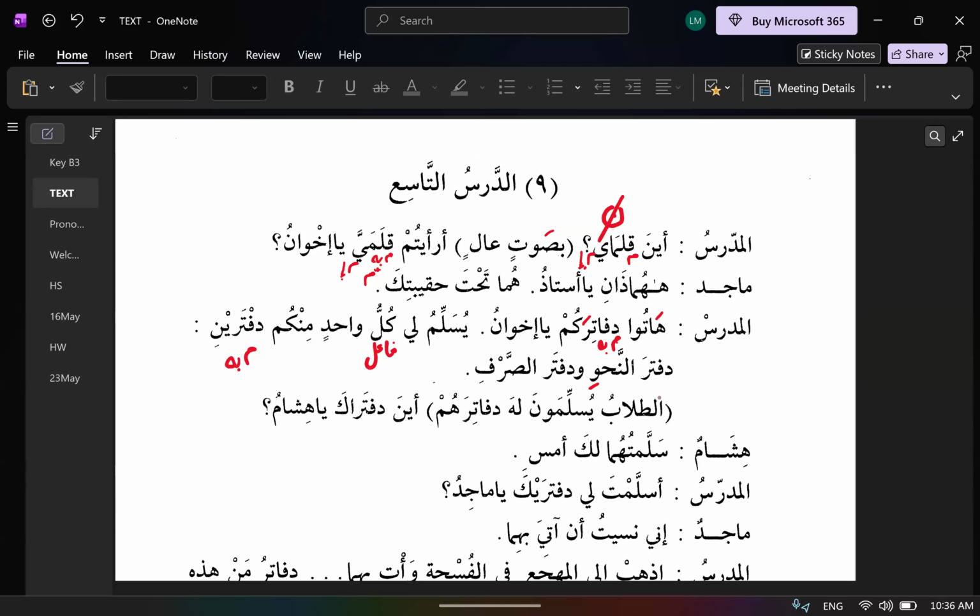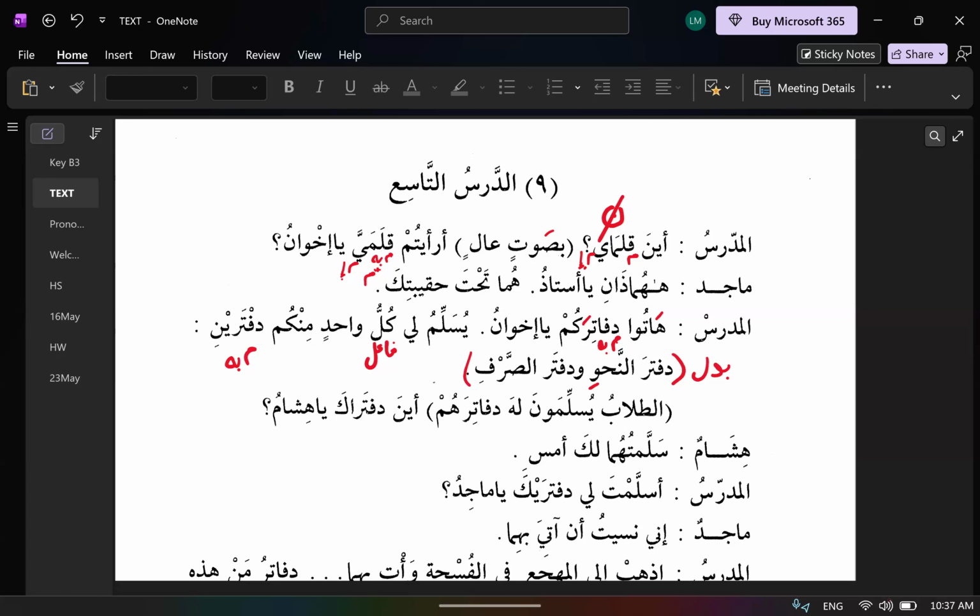Daftaran nahwi wa daftaran sarfi. For some reason, I don't have it written over here. Maybe I should write it. Just 1 second. Okay, so the notebook of grammar and the notebook of morphology. What is the irab of these coming as a badal for daftaraini? So this whole thing is badal for daftaraini, right?